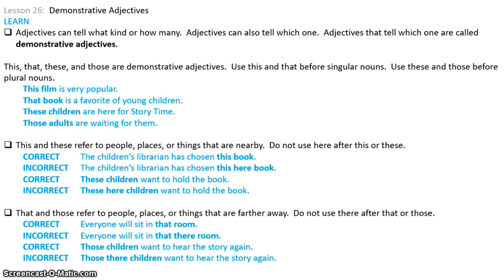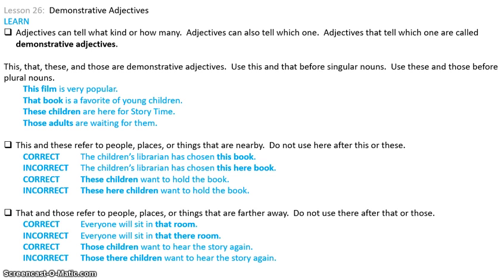Okay, go down to the next section. It says this and these refer to people, places, or things that are nearby. So we're talking specifically about location. If you're pointing across the room, you wouldn't say, okay, this one. If it's singular, if you're pointing across the room, you're going to refer to it as that one. Okay, same way with the plural. So location makes a big difference on which demonstrative adjective you're going to use.